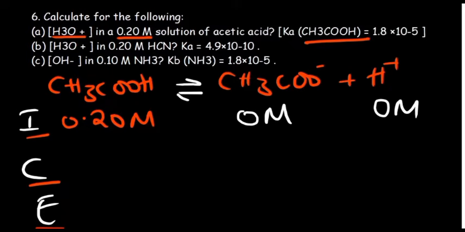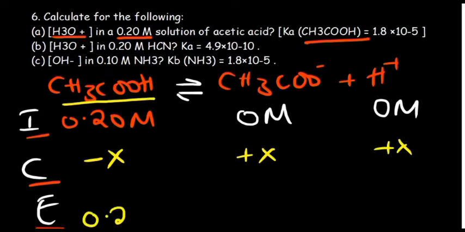For the reactants, we use the negative to show that it's being depleted or used up. So what is the coefficient there? It's a 1, so we are going to say minus x. And for this part, we're going to say plus, because we expect the products to increase in concentration as the reaction progresses. So for the equilibrium concentration of the acid, what we have is 0.2 minus x. For this part, we just have plus x, plus x.